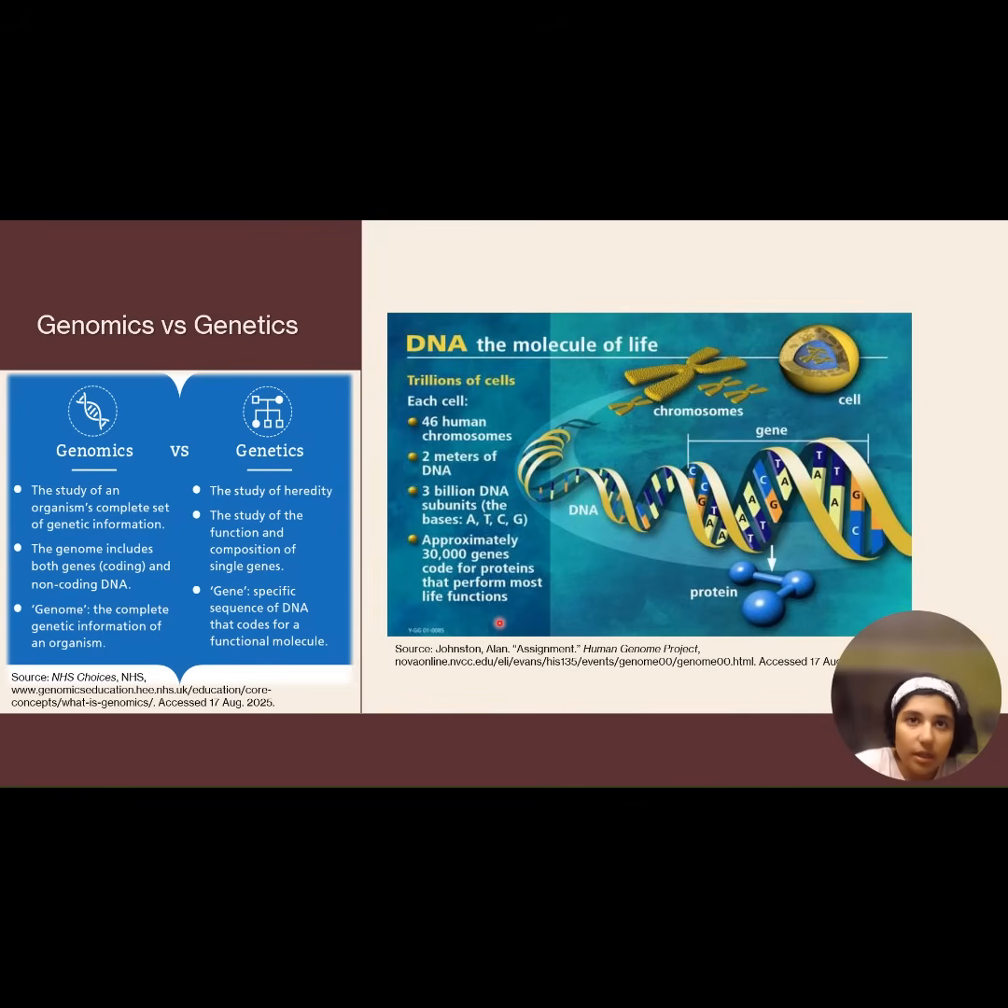This information consists of both the coding and the non-coding parts of the DNA. The coding part of the DNA is what is termed genes and is the study of genetics. So genetics is the study of heredity in an individual.